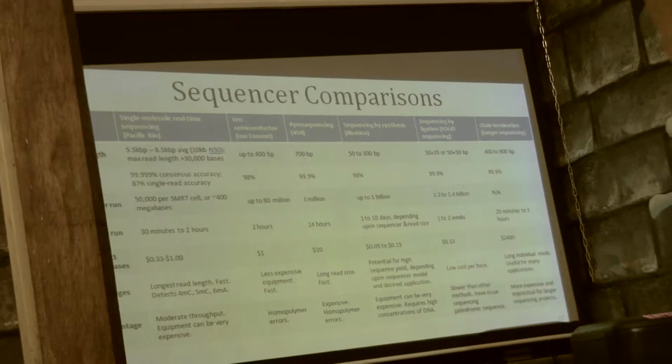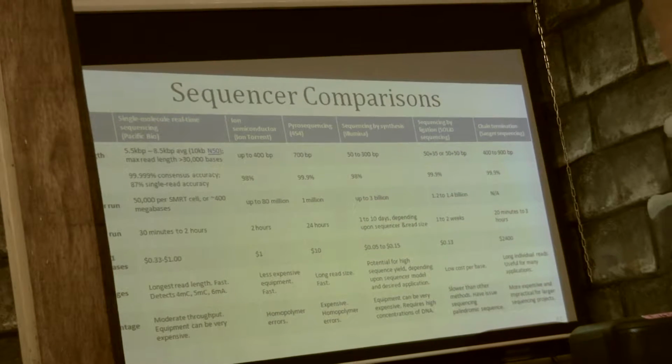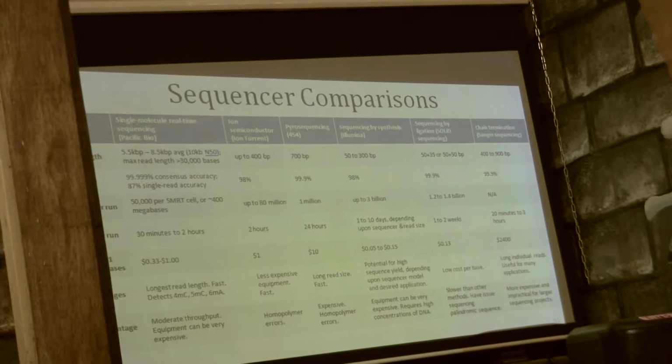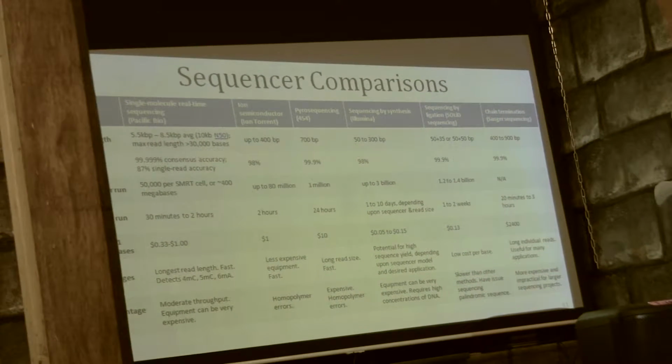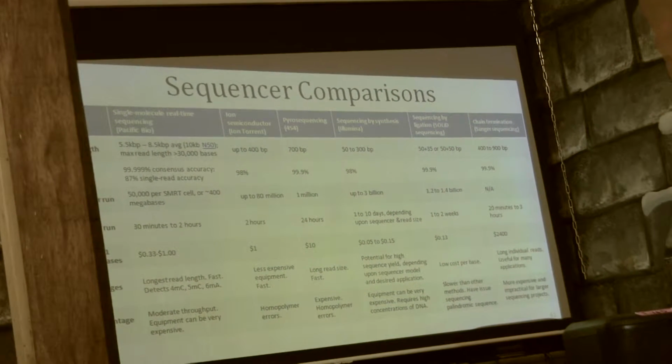So the sequences can be anywhere from 36 base pairs long to thousands. And there's obviously price differences.